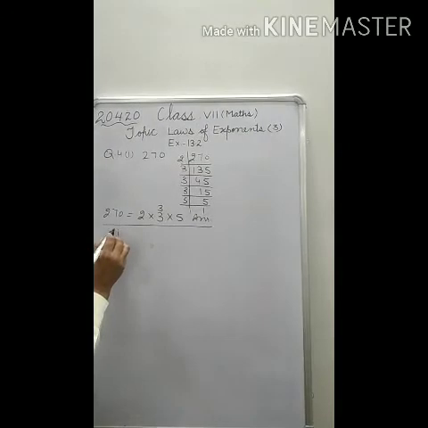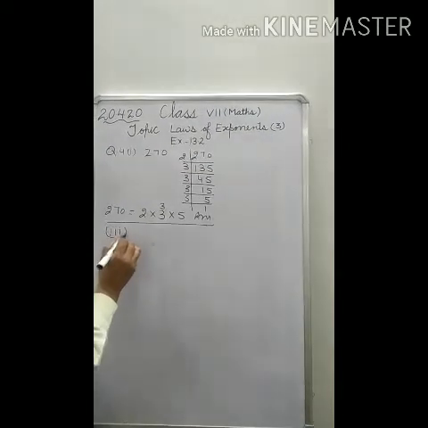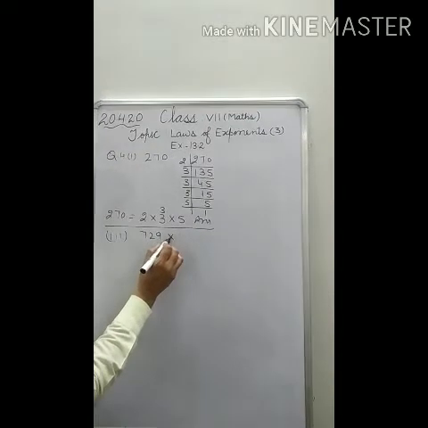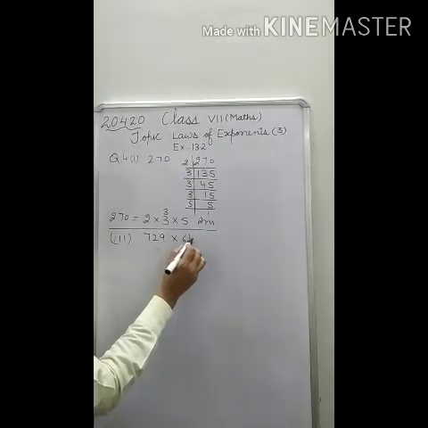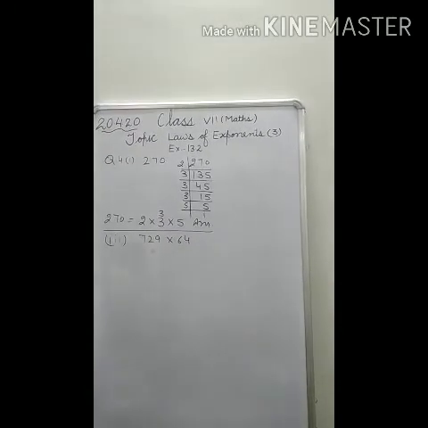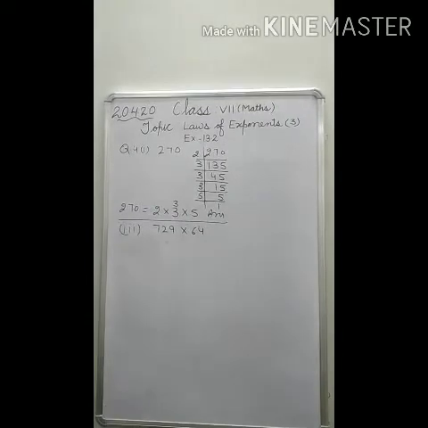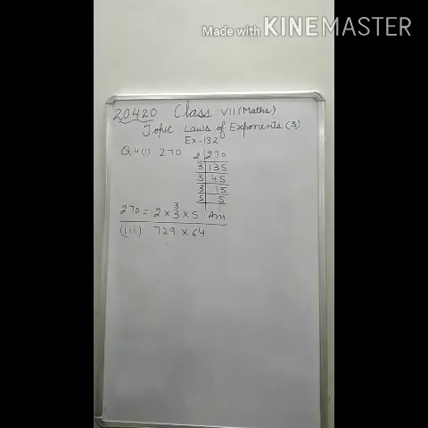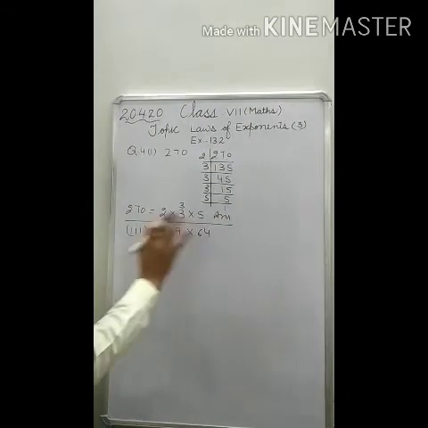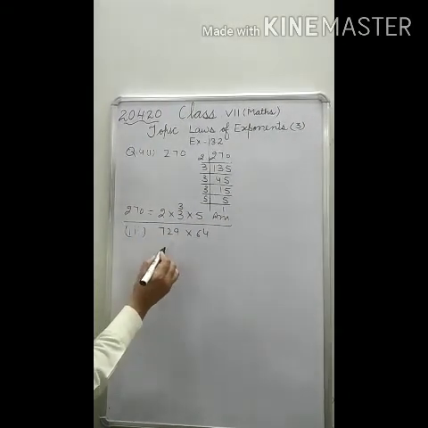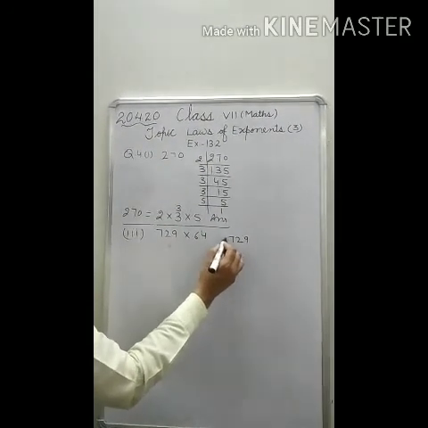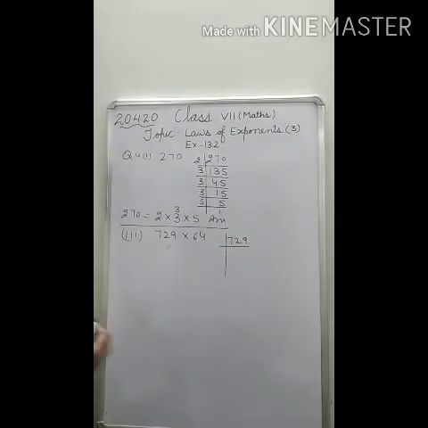Suppose we are doing the third part. In this part you are given 729 multiplied by 64. This number is given and you have to convert it into a product of prime factors in exponential form. So for that, what will you do? You make the prime factors of both the numbers. First you take the number 729 and find the prime factors of this.